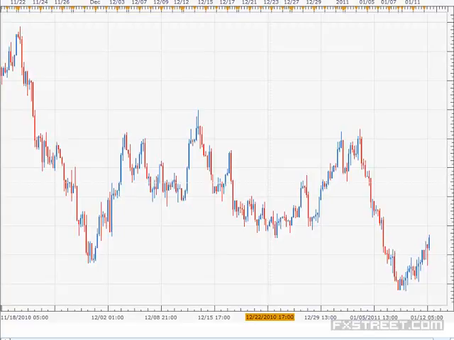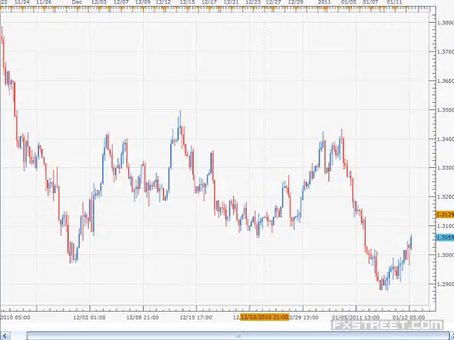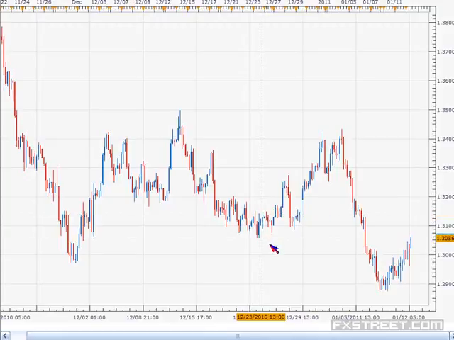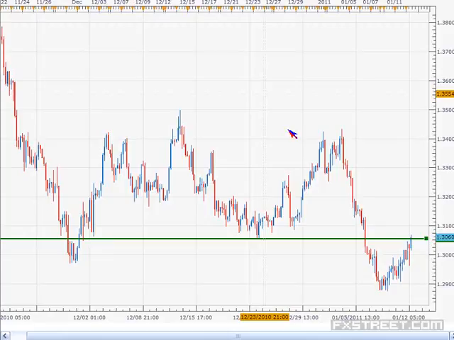So let me draw a horizontal line. Let's place a horizontal line right below the support shelf right here, and let's just call it the 130.56 level. I'll make this a green line. Back in December, prices came down, found some support, rose back up, and then eventually broke through this support.